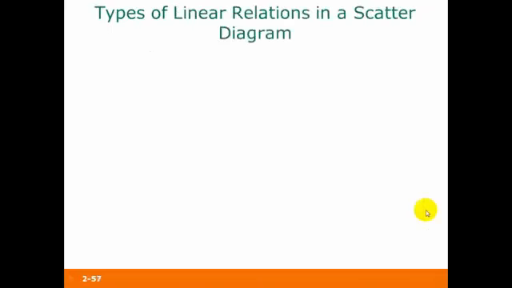Now, if we're just looking at linear relations, then we have some further breakdowns of what type of relations we can have. This one would have a perfect positive linear relation. These points are exactly in a straight line, which gives us a perfect linear relationship, and the line is going up as we go from left to right, so that makes it positive. So this would be a perfect positive association.